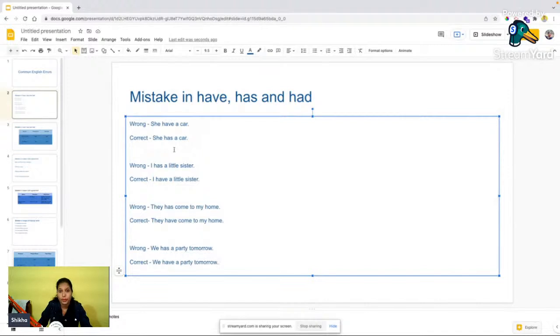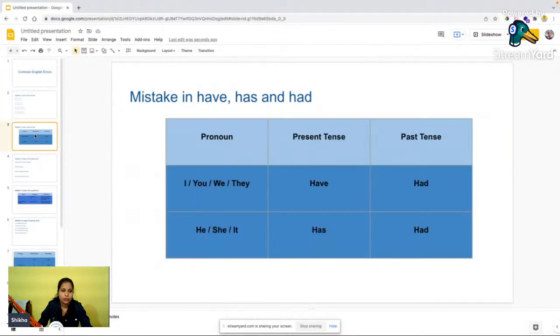Sita has come to my home. Yeah. And for example, you are talking about my friends, so what will you use here? My friends have, because our subject is plural here. My friends have come to my home. I hope it is clear to you now. Yes. Next, if you see this table, you will be able to understand it.